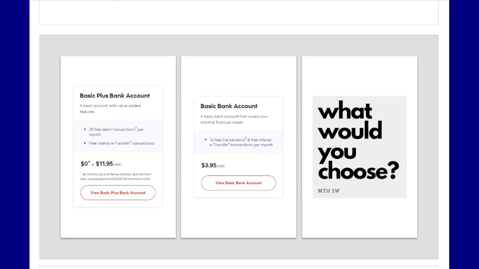Which bank account would you choose? Would you choose the Basic Plus bank account? So 25 free debit transactions per month, free Interac e-transfers for either $0 or $11.95. You might notice some fine print though. It's $0 if you have a minimum balance of $3,000 in the account for the entire month. If you don't have a minimum of $3,000, you have to pay the $11.95. Or would you pay $3.95 for the basic bank account, 12 free transactions, and free Interac e-transfer transactions per month? Which one would you choose?